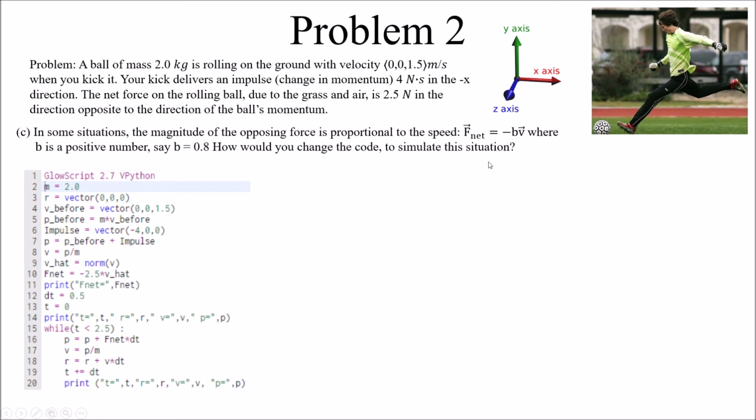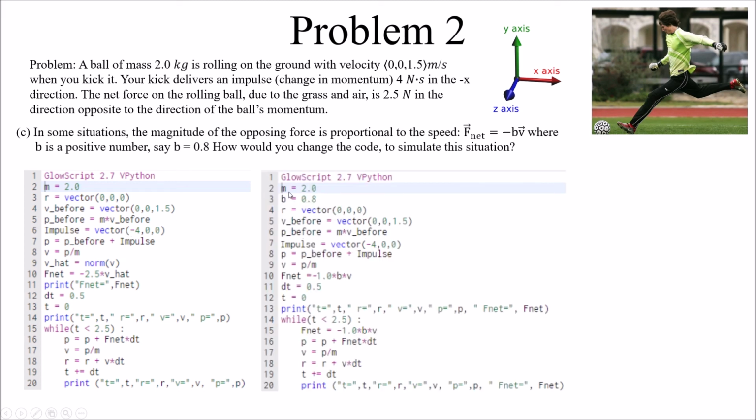And so in this situation, we're only considering the resistive force on the ball pretty much. And so your net force is this negative b, b just representing the strength. So it's a constant, the strength of the resistance. And so it's proportional to velocity. And so let's say that b is 0.8. And so they want to know, how would you change the code to simulate this situation? And so here's the original code that we have. And so what we would do is just modify it a little bit.